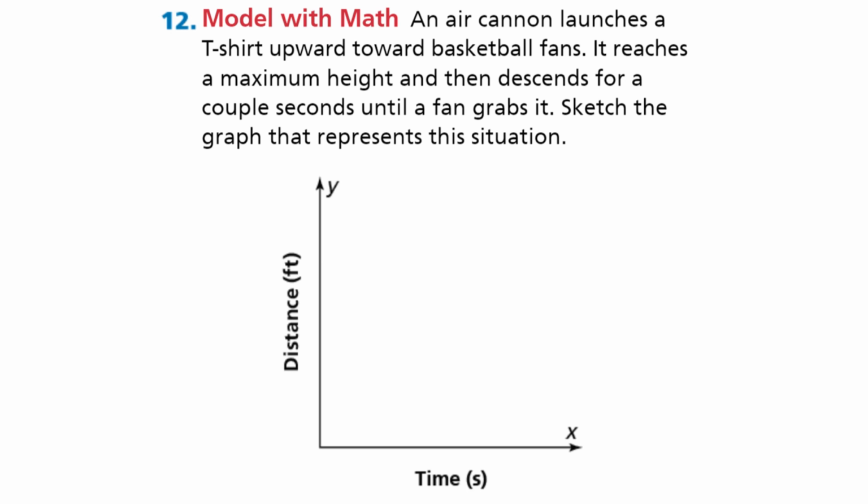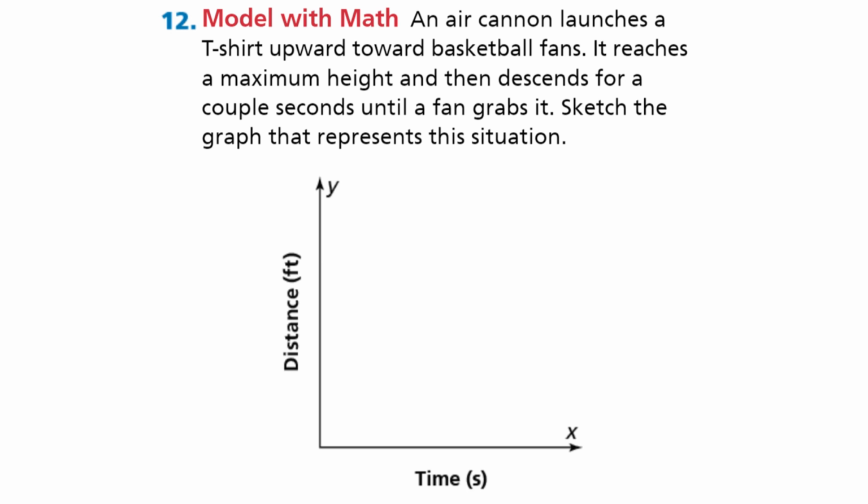12, we are going to sketch the graph for the story provided. An air cannon launches a t-shirt upward toward basketball fans. It reaches a maximum height and then descends for a couple of seconds until a fan grabs it. Sketch the graph that represents this situation.